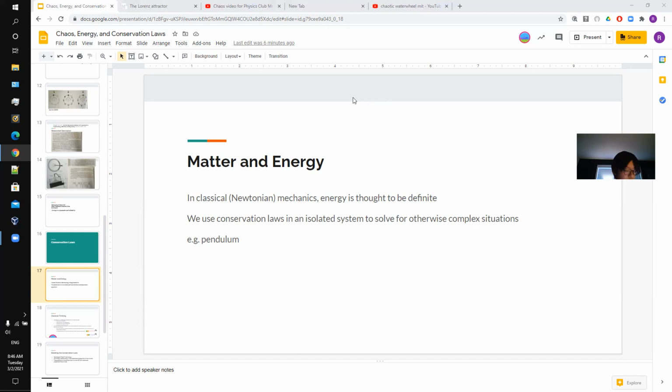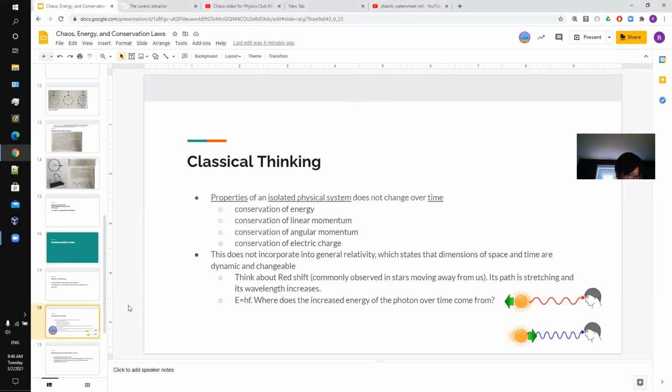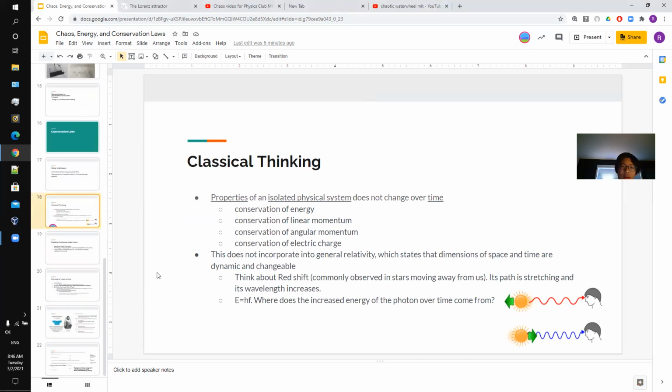So this is on the next slide. When we have an isolated system, we simplify here, and when it does not change over time, this means we are observing that space and time are the same. And what do I mean by that? We will see later when it's changing, and we need to break out the classical terms and classical conservation laws.